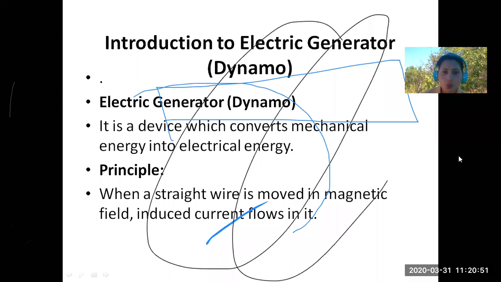Okay, children, then what could be an electric generator? What kind of device is it? It is a device which converts mechanical energy into electrical energy. So what is a motor? A motor is a device which converts electrical energy to mechanical energy, whereas a generator is a device which converts mechanical energy to electric energy.